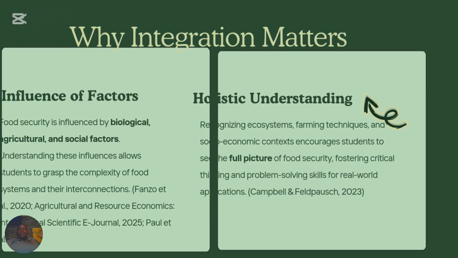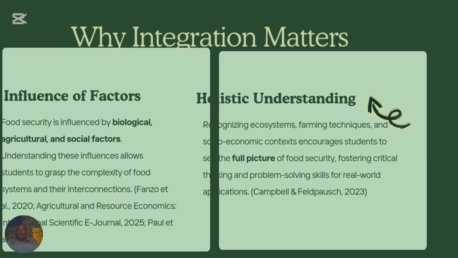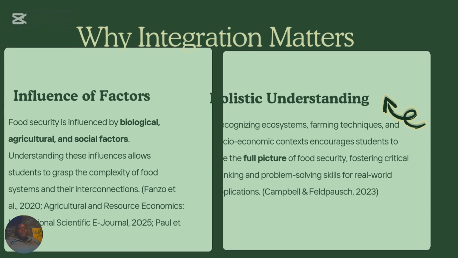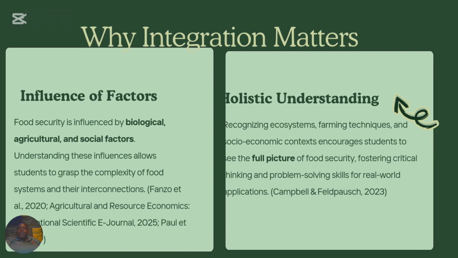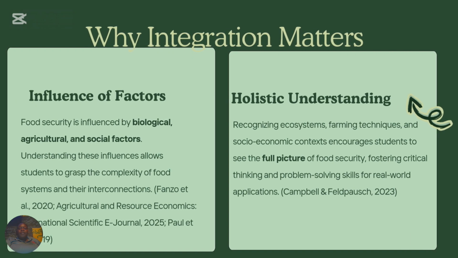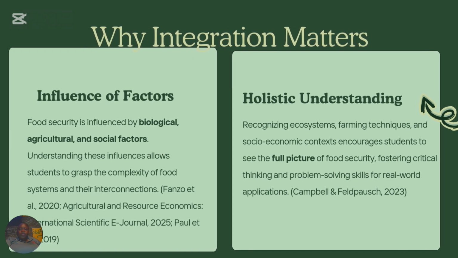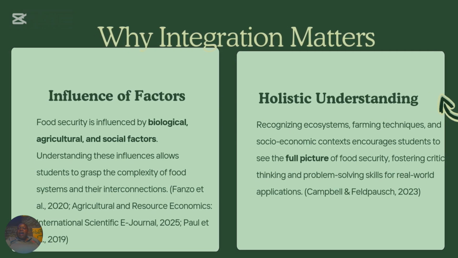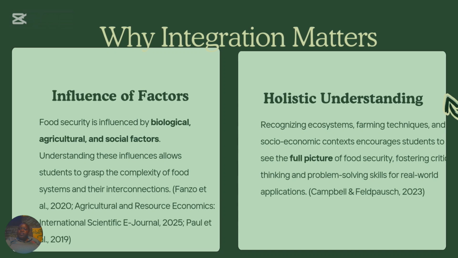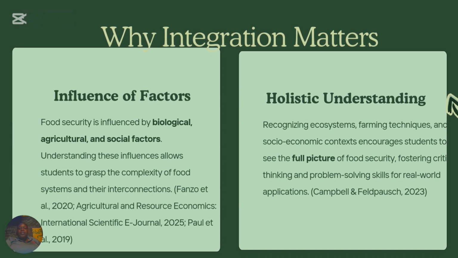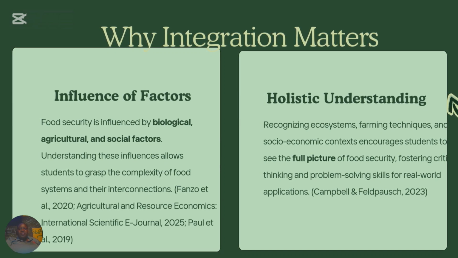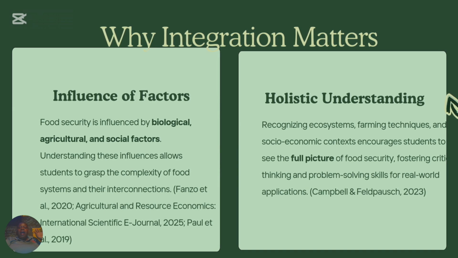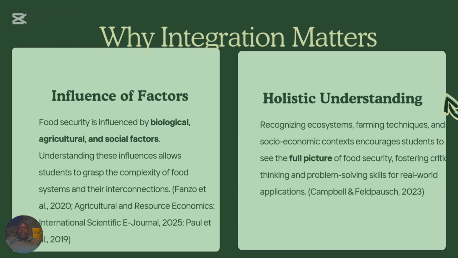Why integration matters. Biology explains how food is produced and how it supports health. Agricultural science shows how farming methods affect food supply. Social studies explains why food security matters for development. So I would often ask students what will happen to a country if food becomes scarce. Their answers show deeper thinking at the grade 10 and grade 11 level.